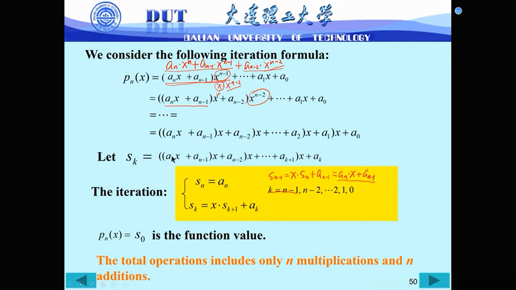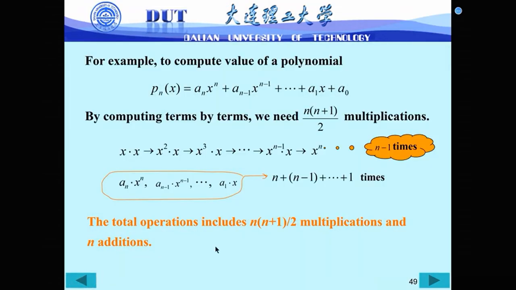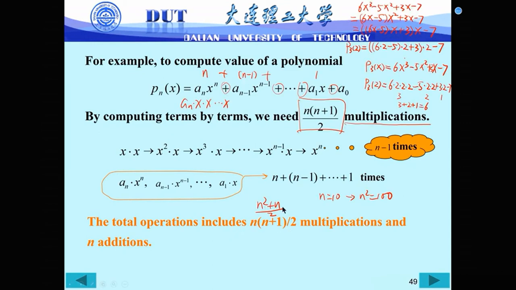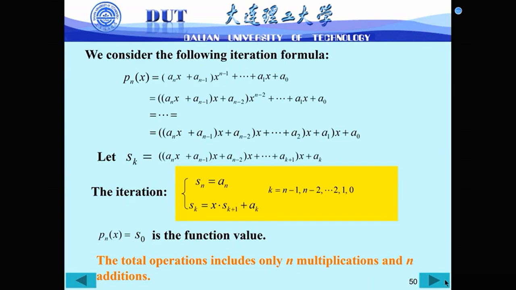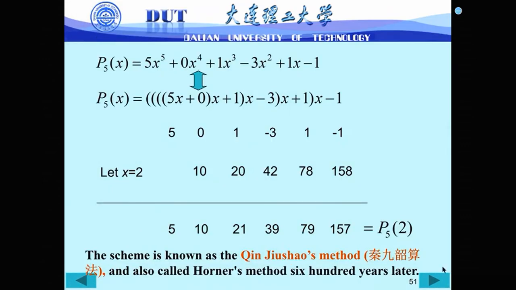Now, the total operations include only n multiplications and n additions. Here you see multiplication, multiplication, multiplication, multiplication, addition, addition, addition, and addition. So totally, only n multiplications and n additions. But here, we need (n squared plus n) over 2 multiplications. Right? So the multiplications are halved. We only need half the number of multiplications. Are you okay? Okay, don't worry about it.